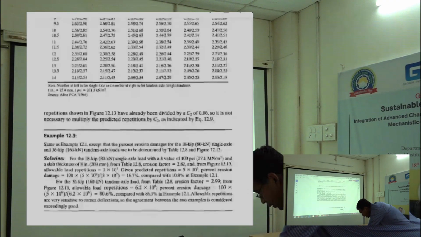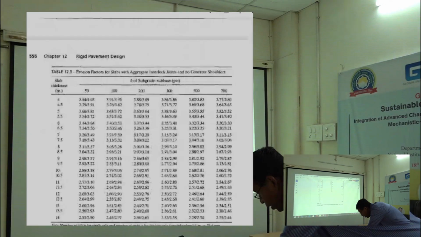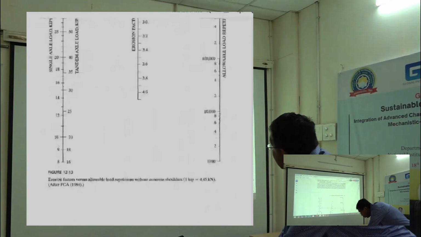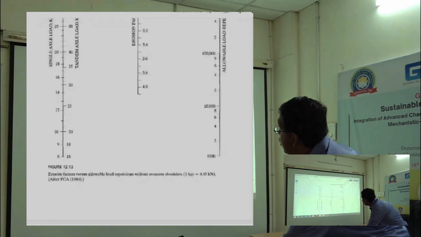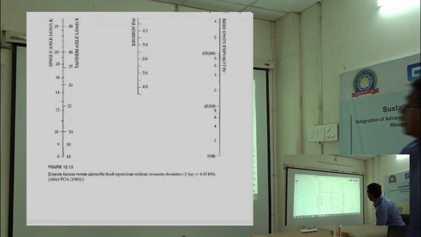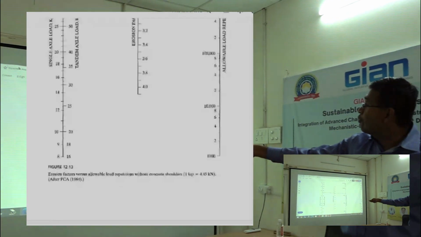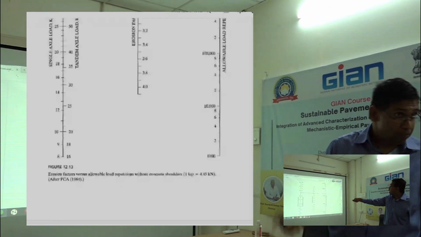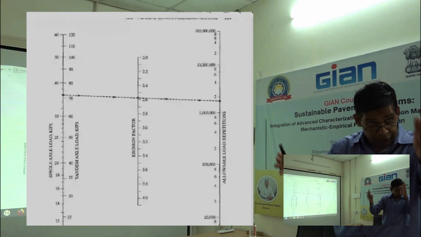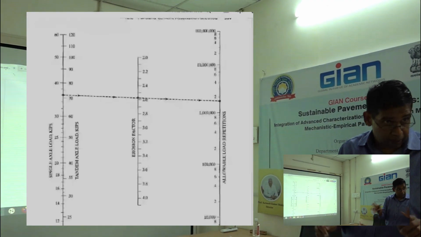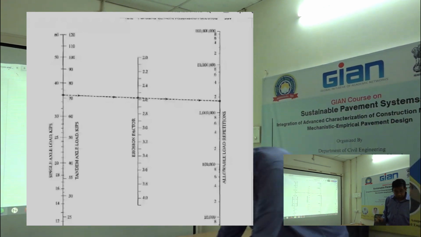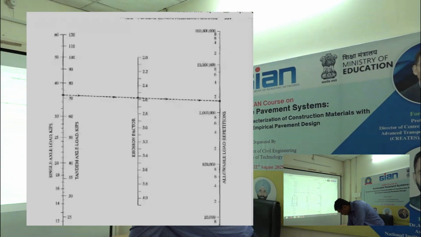Now, the same thing you have to do with the erosion factor. So the same logic is applied for the erosion factor. You have single load right here, erosion factor and allowable repetition. For fatigue and erosion, you do the same thing, different charts. Got it? Using the models I just explained earlier.